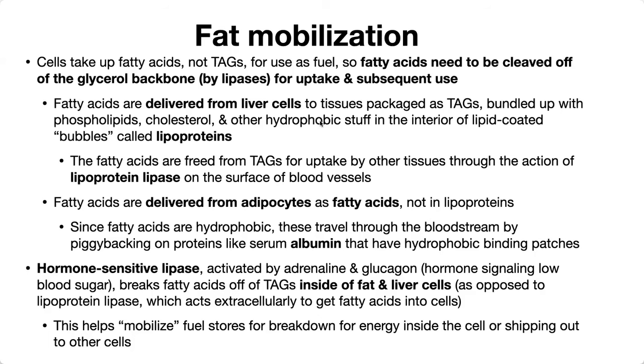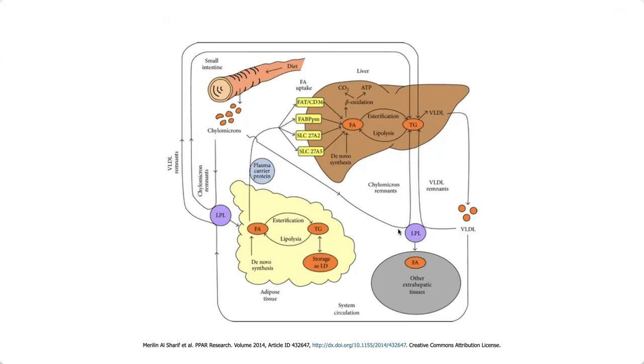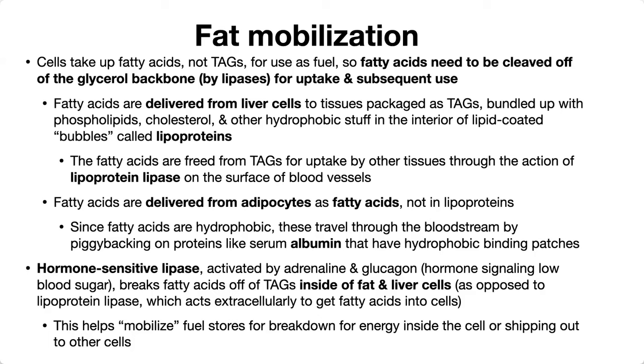Fatty acids are delivered from liver cells to tissues packaged as TAGs, along with phospholipids, cholesterol, and other hydrophobic stuff, in the interior of lipid-coated bubbles called lipoproteins. Before they're taken into the cells, the fatty acids are broken off of the glycerol backbone by lipoprotein lipase on the surface of blood vessels. That was happening when your liver was sending out fatty acids. So your liver was sending them as TAGs in these lipoproteins.